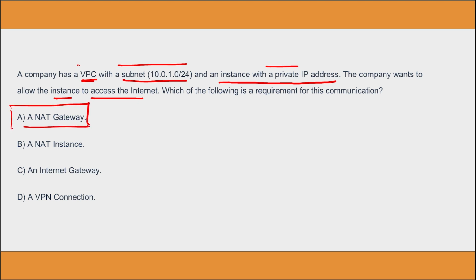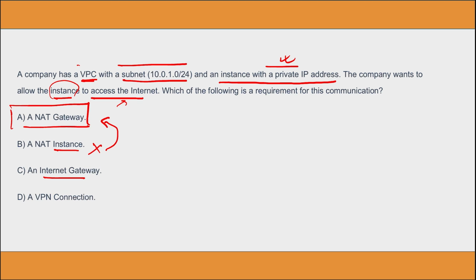We will be requiring this NAT gateway to enable outbound internet access for the instances with a private IP address, correct? And a NAT instance won't be required because it is an older technology and now it has been replaced by the NAT gateway. And an internet gateway is not required because it will be used for incoming internet traffic but not outgoing internet traffic, correct?